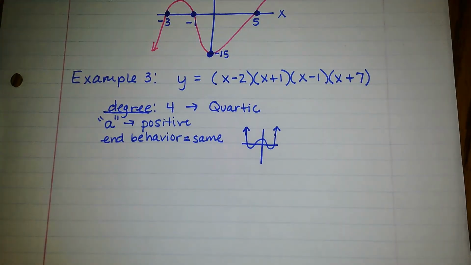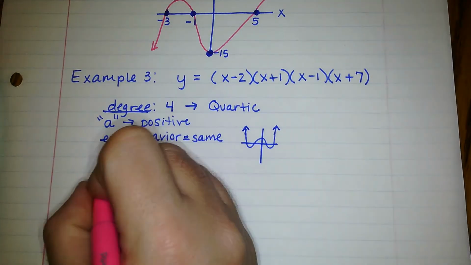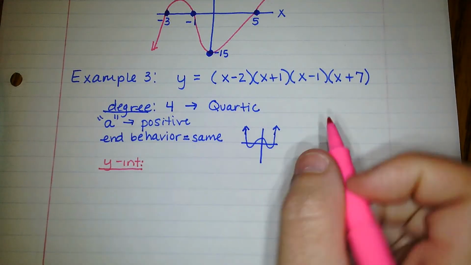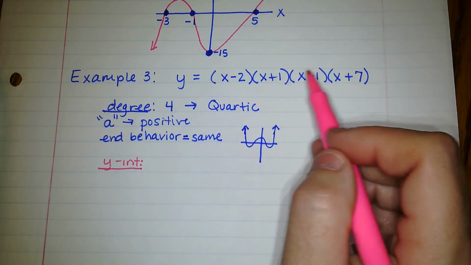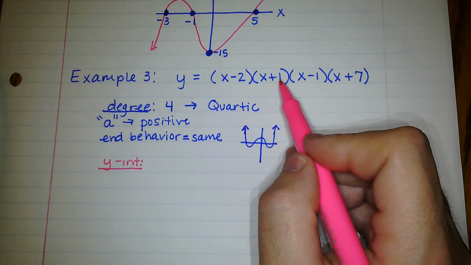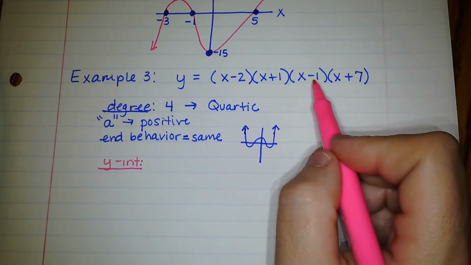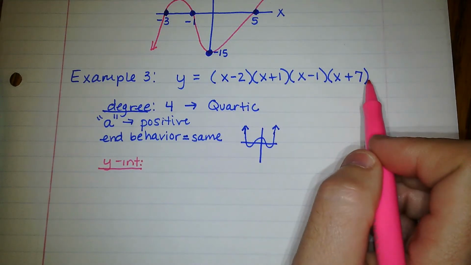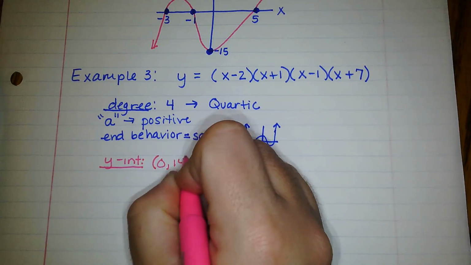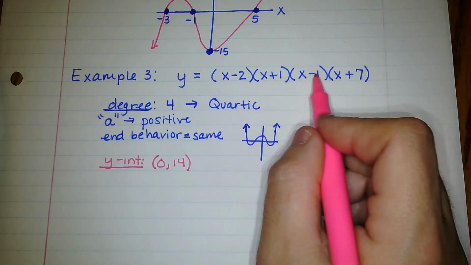Let's get to it. We got to find a y-intercept. Our y-intercept, we're going to take our constants and multiply them all together. So I've got negative 2 times 1, that's negative 2, times negative 1 is positive 2, and positive 2 times 7 is 14. So our y-intercept is 0, 14. Again, just multiply the constants together.